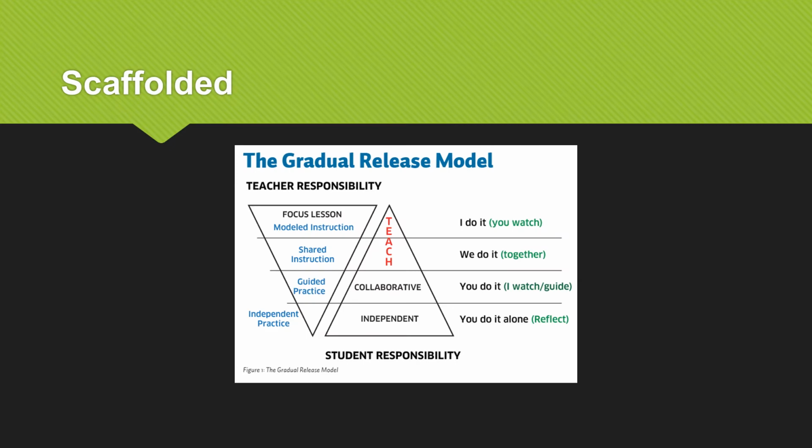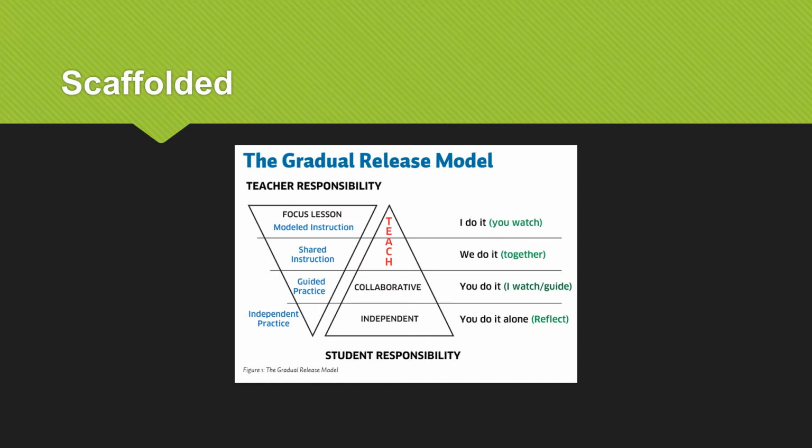We have to think about scaffolding, and this is something that you should be very comfortable with from the prior English units that you've done. The gradual release of responsibility model is the accepted thought in how we get students scaffolded through learning something brand new.